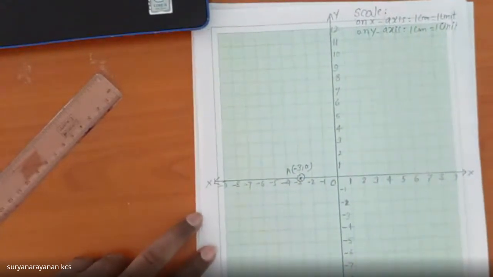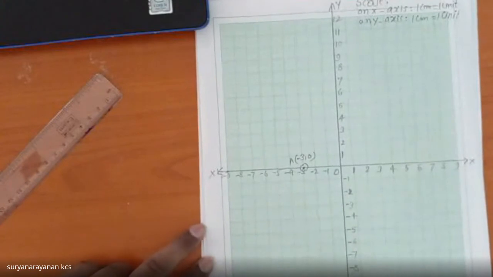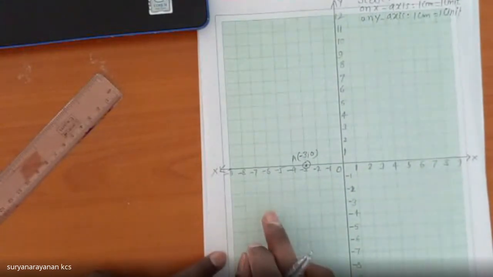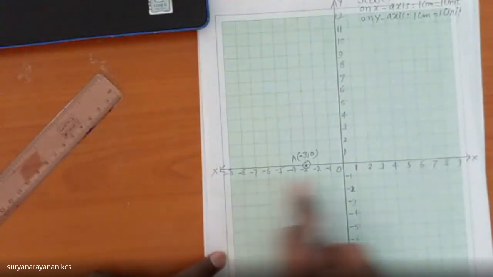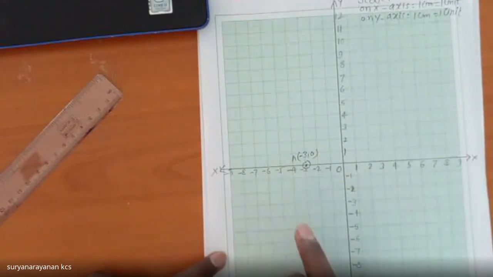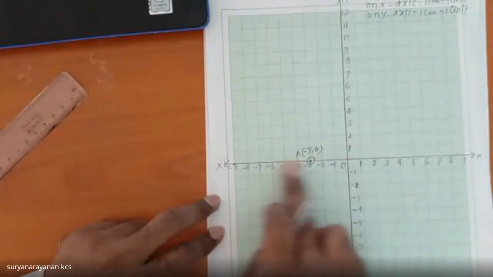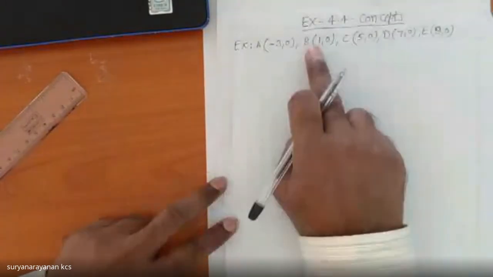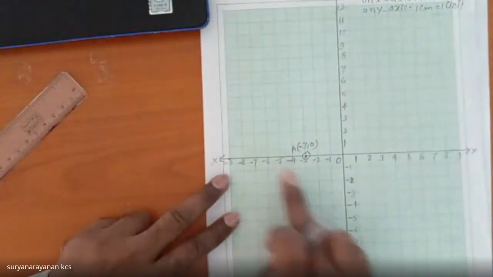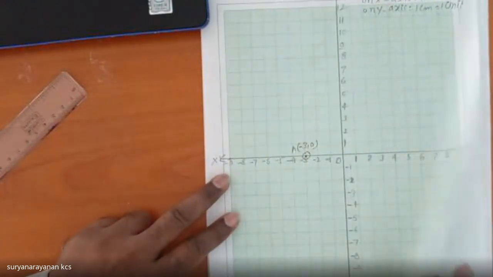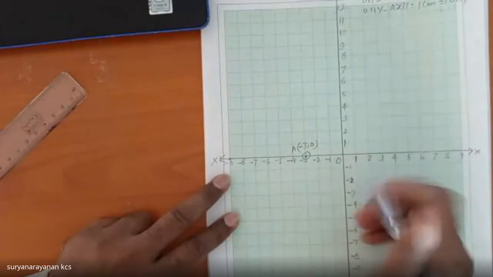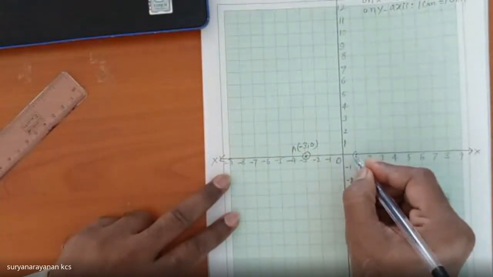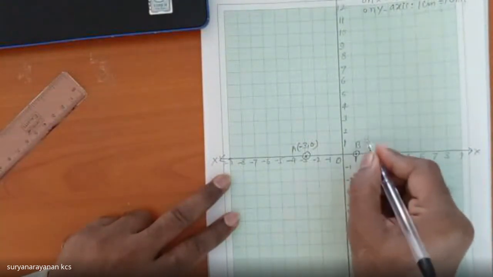Where does this point A lie? Tell me, where does the point lie here? Observe where this point A lies. On negative x-axis. Yes or no? On negative x-axis. Now come to the point B, 1 comma 0. Plot this point 1 comma 0 on the graph sheet. Here x coordinate is 1, so y coordinate is 0 here. So here we plot point B.